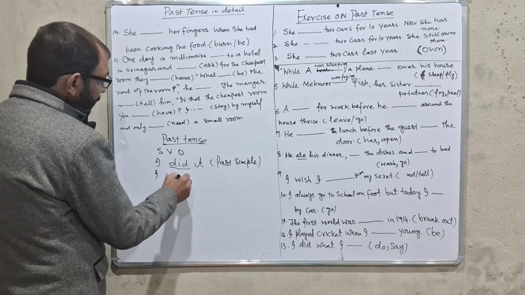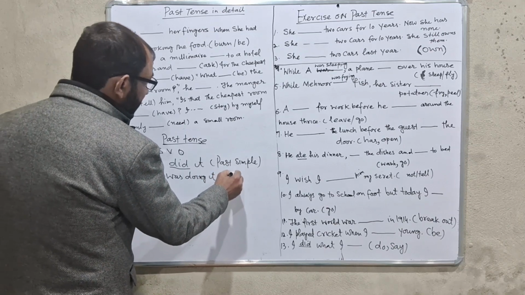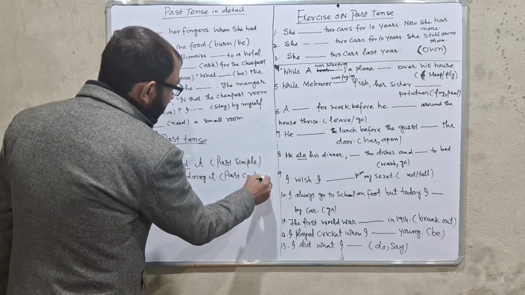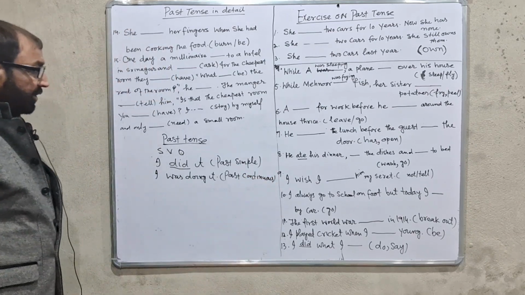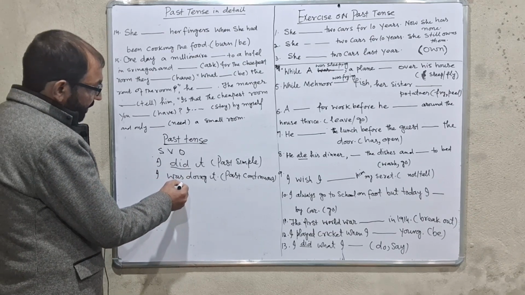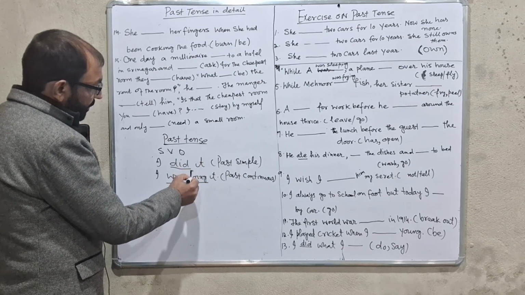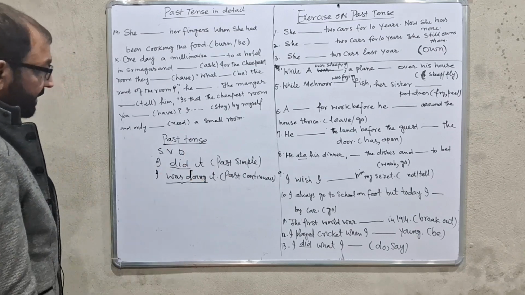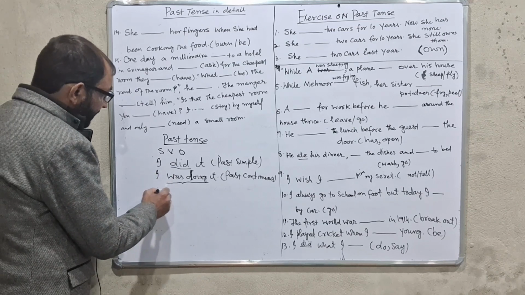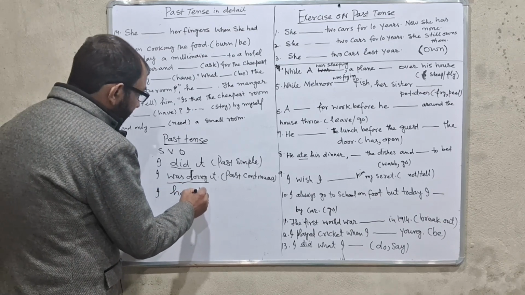I was doing it. This is past continuous or past progressive. Past continuous or past progressive form takes was and were as the tense form and the present participle, doing. Third one is I had done it.